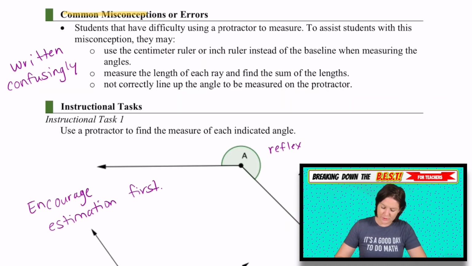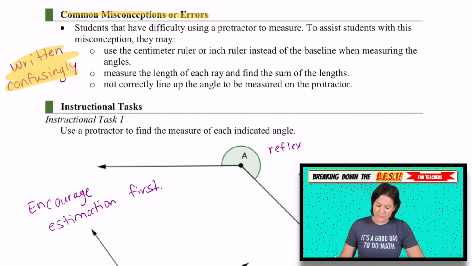Some common misconceptions or errors. I thought that this was written kind of confusingly. It says that students may have difficulty using a protractor to measure. That is true. To assist students with this misconception, they may use a centimeter ruler or an inch ruler instead of the baseline when measuring the angles. Okay, see, I'm even looking at it confused. I'm like, what does this even mean?